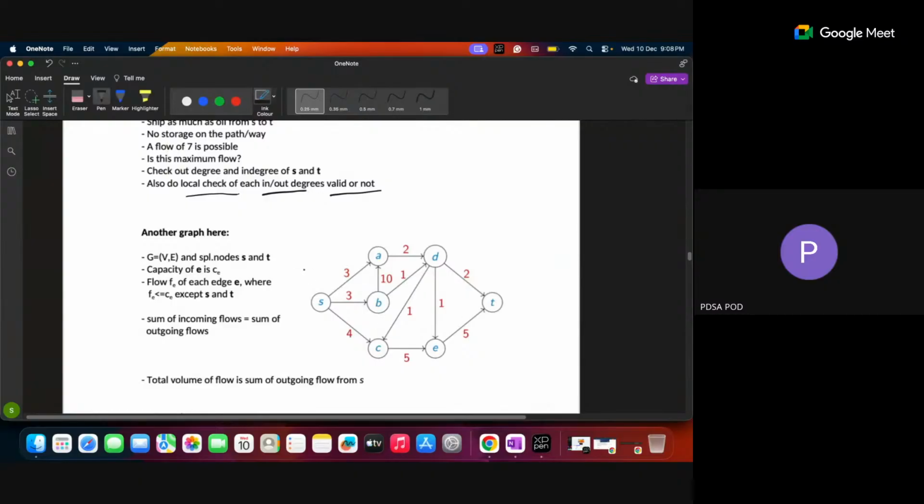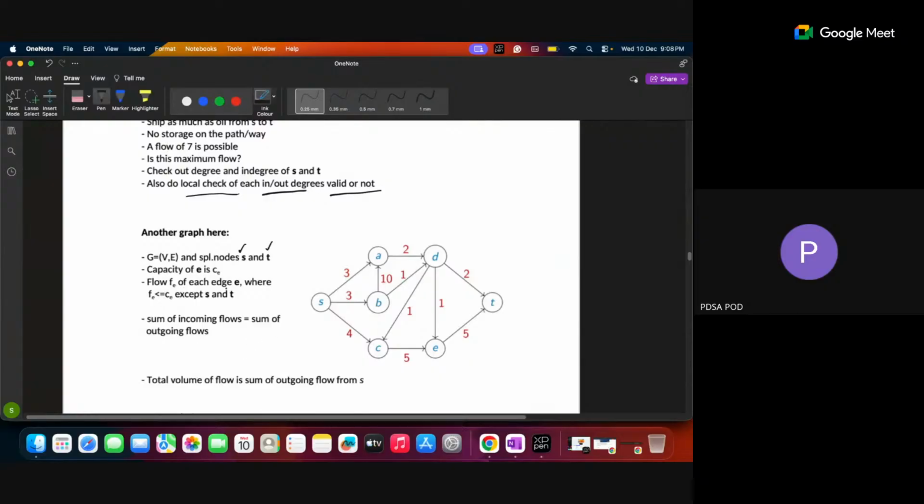As I said, the source and sink nodes are special nodes where we don't worry about these. The capacity of each edge E is called CE. That means the capacity of S to A is 3, the capacity of S to B is 3, and the capacity of S to C is 4. That's what is called the capacity of each edge.